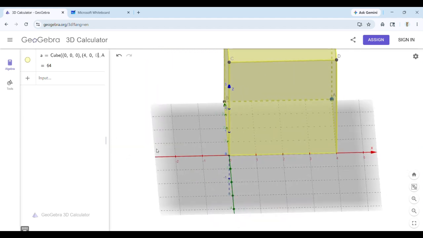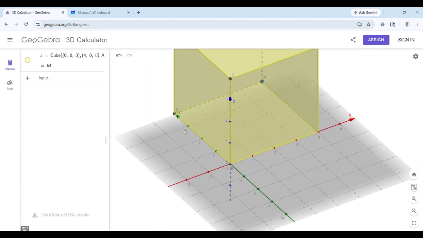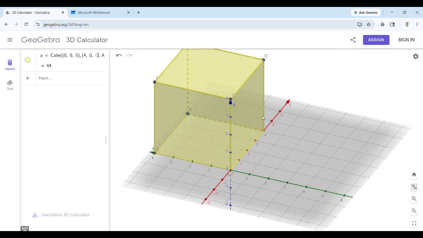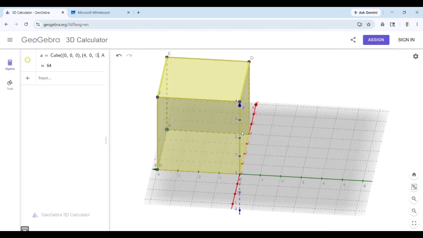Now, as you can see, it's also changed. Let's zoom out. As the sides expand from 3 units to 4 units, the entire shape scales uniformly in all 3 directions simultaneously. This perfectly proves why our formula is V equals S to the power of 3, or S cubed.